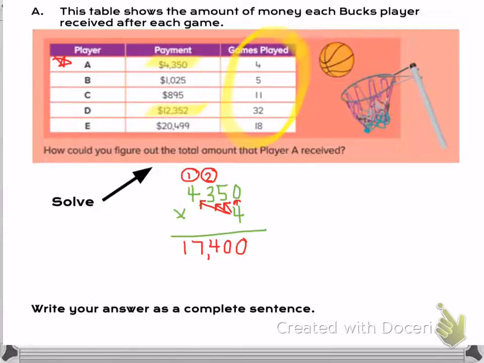$17,400. So when you're writing it as a sentence, you would say, player A received $17,400 for playing in 4 basketball games.